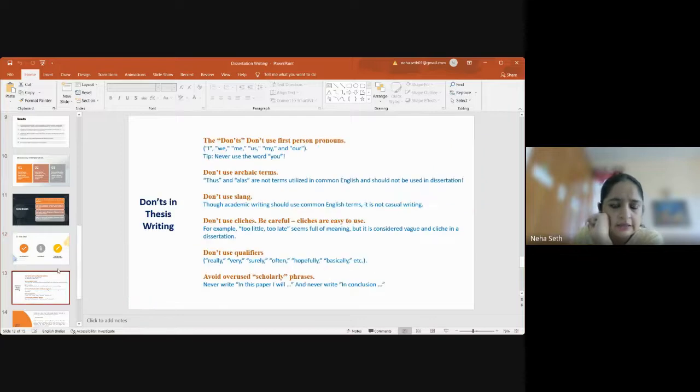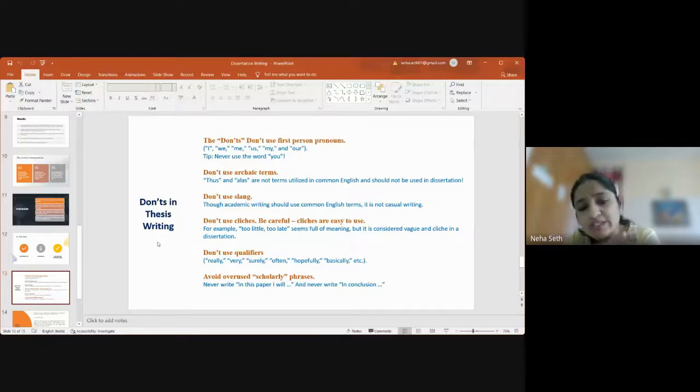Okay. So coming to the crystal clear do's and don'ts of thesis writing. When we are talking about don'ts, things that we should not do when writing a thesis: don't use first person pronouns. I am doing this, we are doing this, me, us, my, our, these kinds of words should be avoided when we are writing a thesis. The thesis work should be written in the third person form. Okay, you, me, these kinds of words should not be included in the thesis.